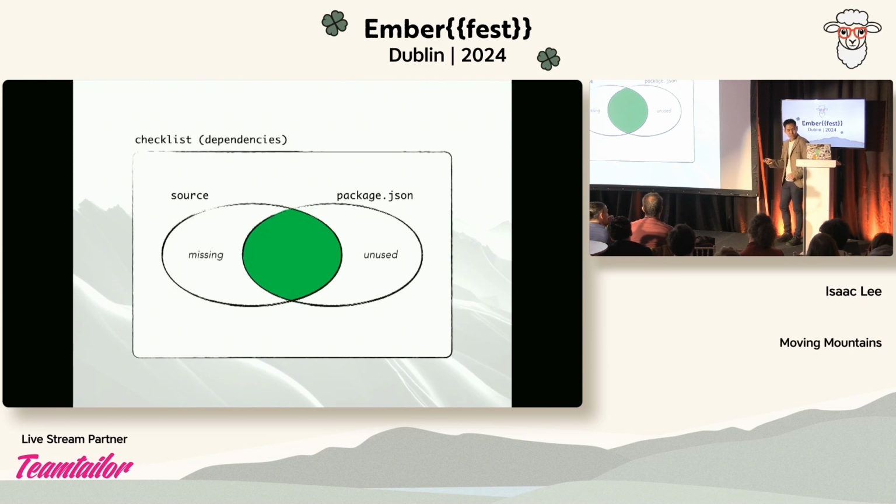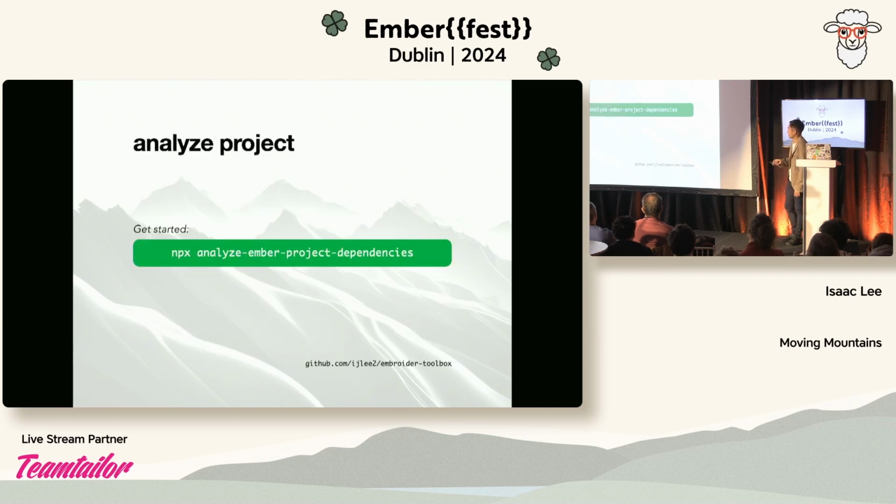So here's one that you can run starting now. Analyze Ember project dependencies. You run the code mod on any repo, then review the output. It's quite fast because it analyzes Clark's repo in 25 seconds at 0.2 seconds per package.